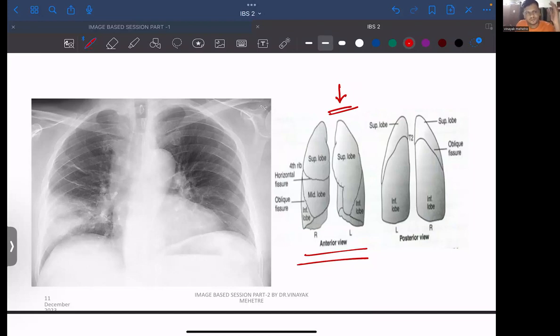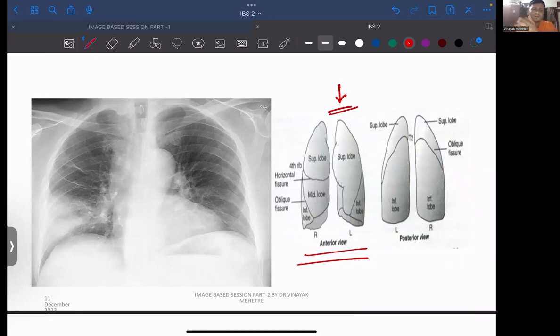They teach this in anatomy, right? Lobes: right upper lobe, middle lobe, inferior lobe. So you have to remember those lobes. There is no trick to remember. Now I will try to revise.